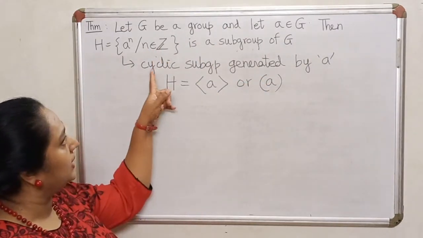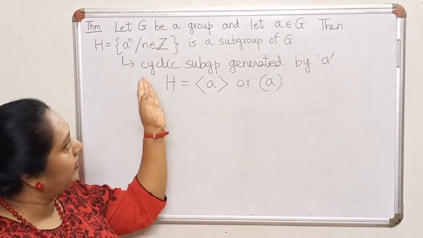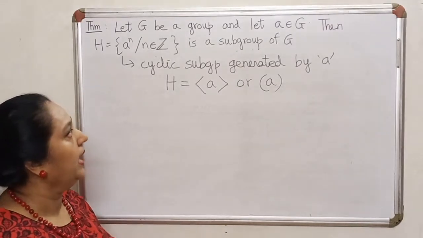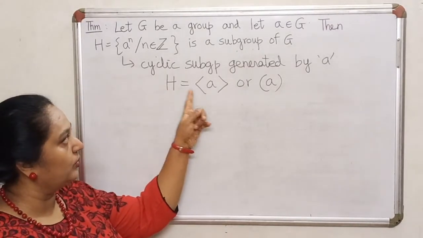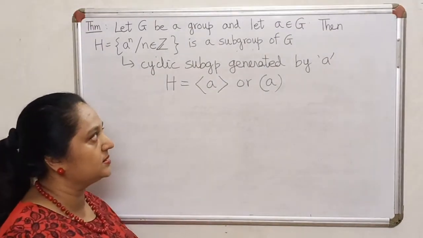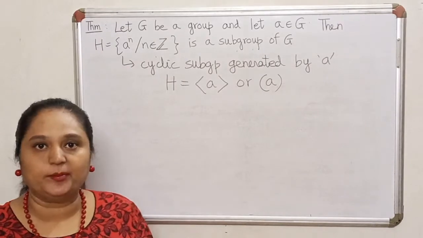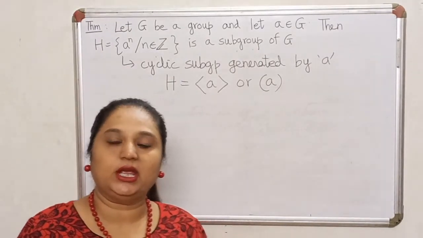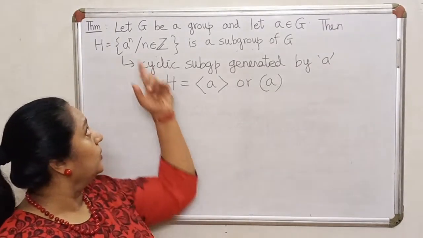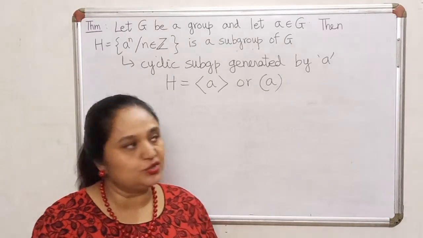This subgroup is called a cyclic subgroup, and because it heavily depends on the element A, we say that this is the cyclic subgroup generated by the element A. Symbolically we denote it as H equal to angular brackets A or round brackets A. Now coming to a specific example, if the group operation in a particular example is addition, then what do you think we should modify in this notation suitably?